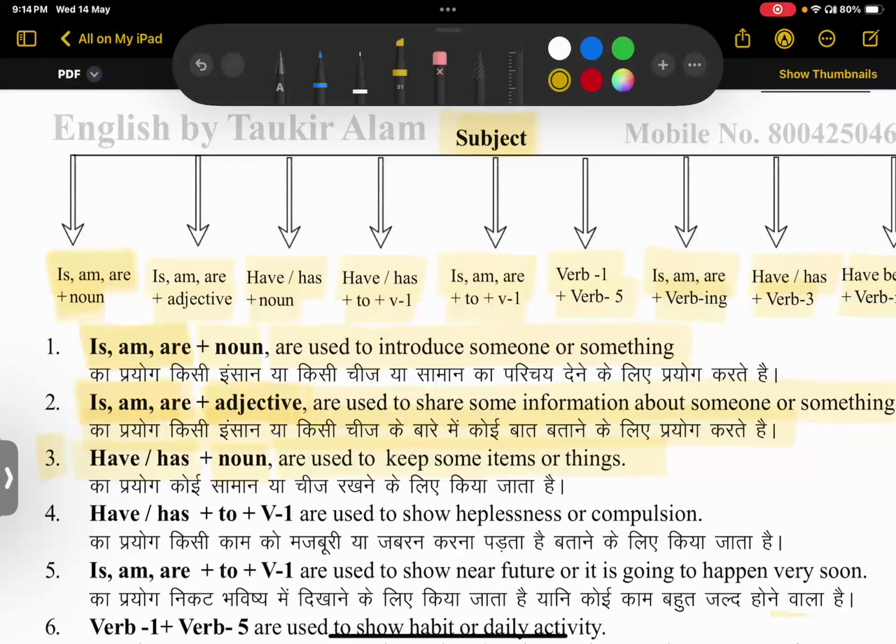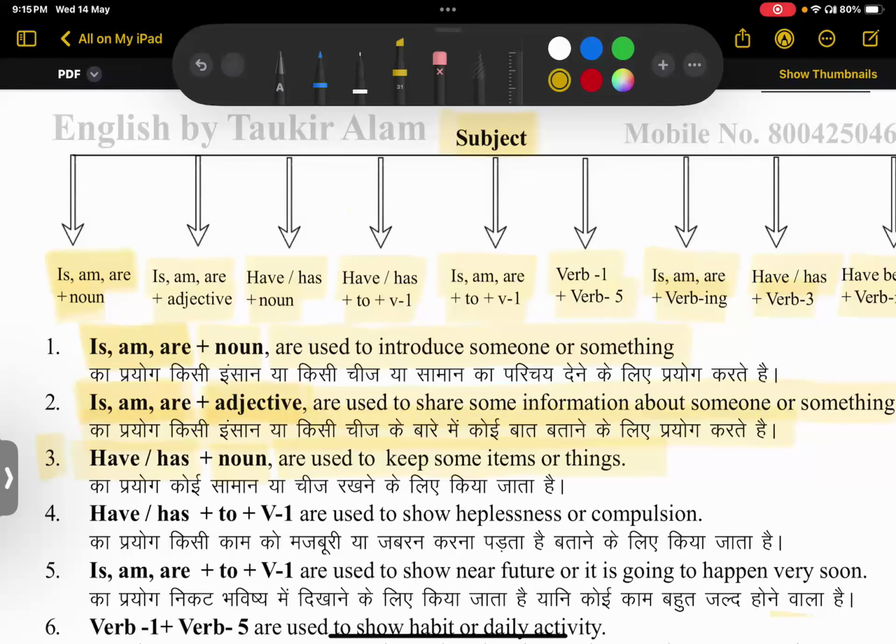So you can understand it this way: with all singular subjects except I, you will use has. With all plural subjects, you will use have. But if I talk about I, then with I you will use have.